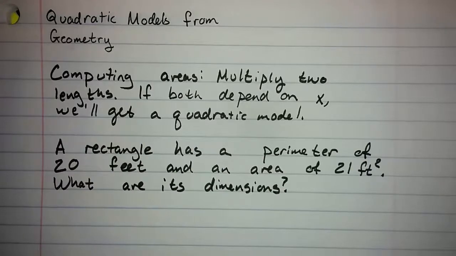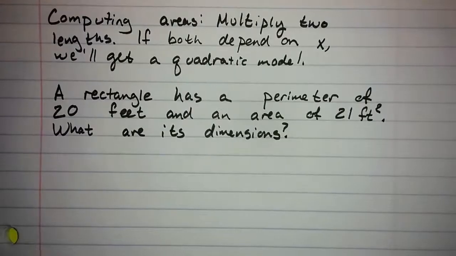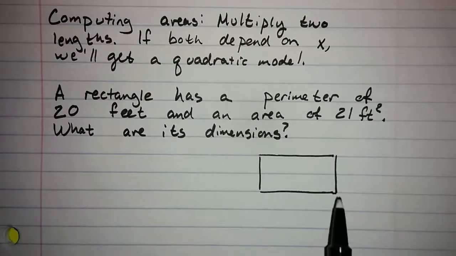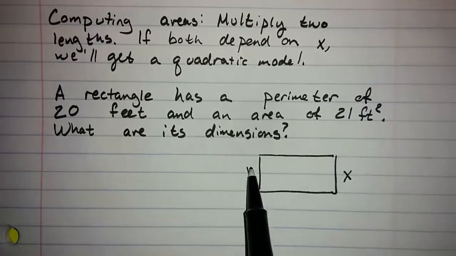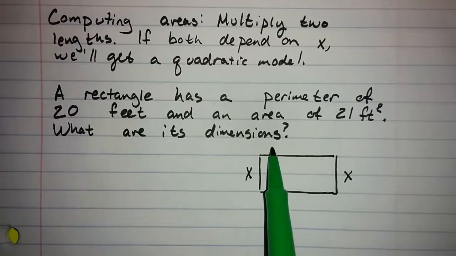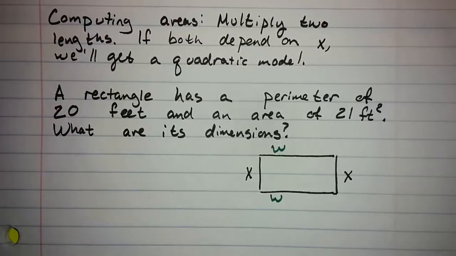Suppose we have a rectangle, and we know its perimeter is 20 feet, and its area is 21 square feet. What are its dimensions? How should we understand this problem? This is a problem about geometry. A picture will surely help. I'm going to call the length of one of the sides x. Clearly the opposite side is also x. Just for now, I'm going to call the length of this other pair of sides w for width. I'm going to figure out what that is in terms of x in just a second, but having a name for it will help me with that.